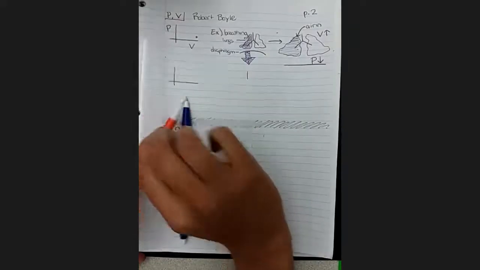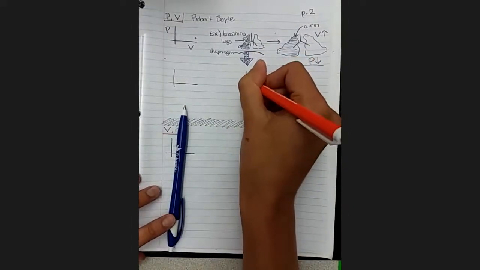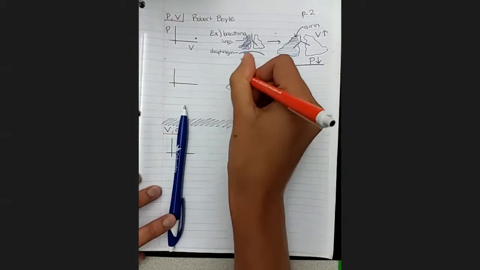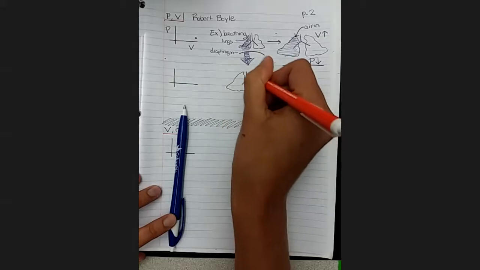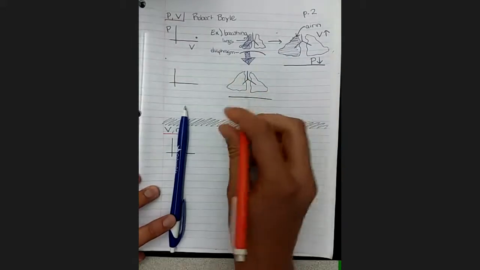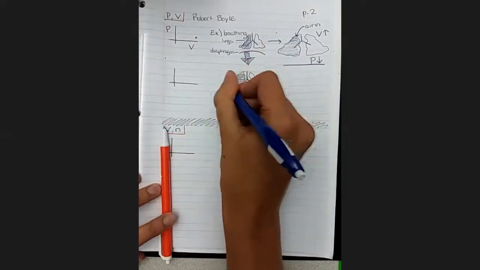Okay. Let's try the other way. I'll have to draw it on a separate line. Okay, so here's lungs. Some wiggly triangles. There's my diaphragm. This is the volume I've got in one lung.